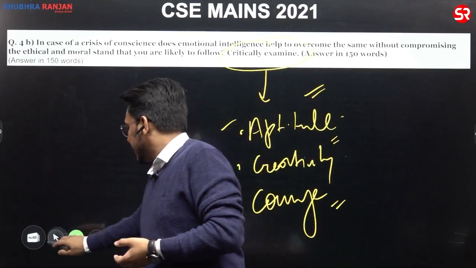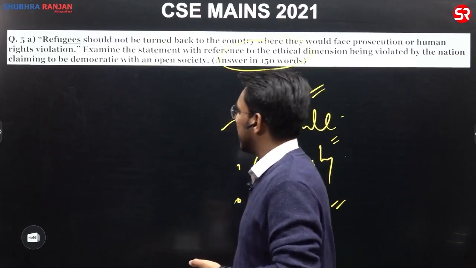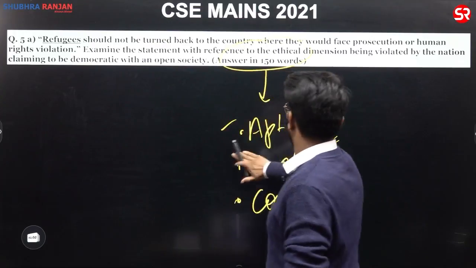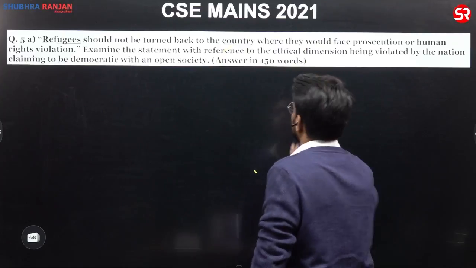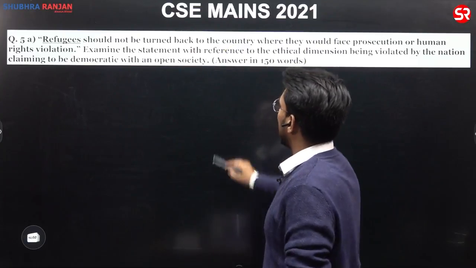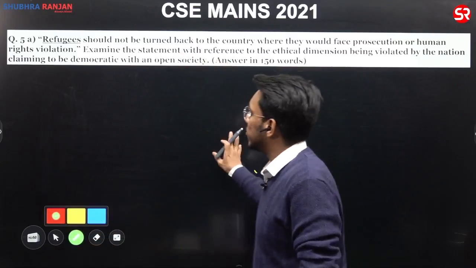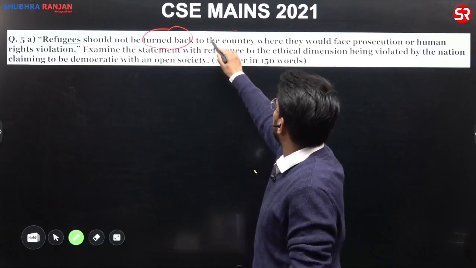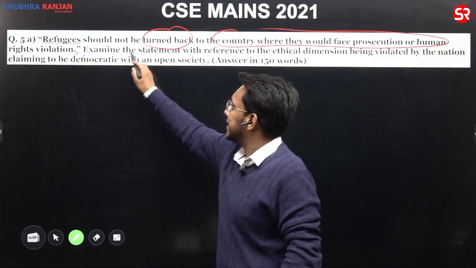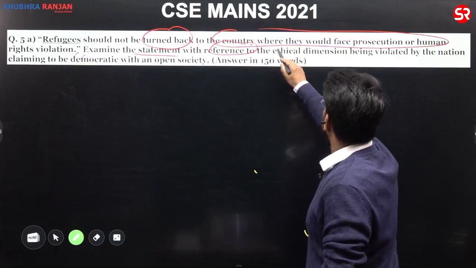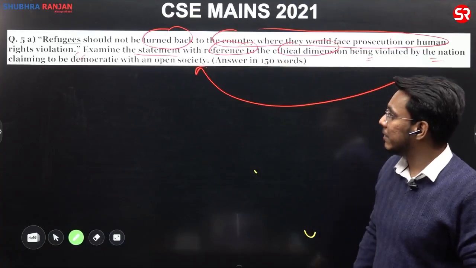Now moving to the next question, that is question number 5a. The question is talking about the refugee crisis. The question says that refugees should not be turned back to the country where they would face persecution or human rights violation. Examine the statement with reference to the ethical dimensions being violated by the nation claiming to be democratic with an open society.